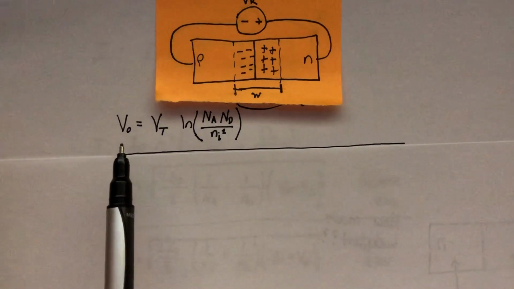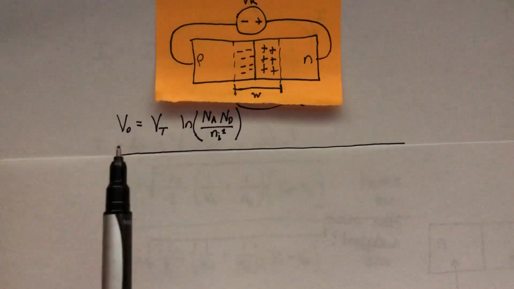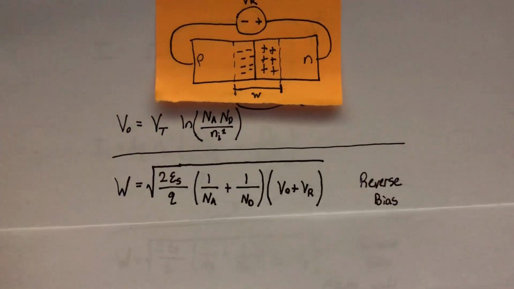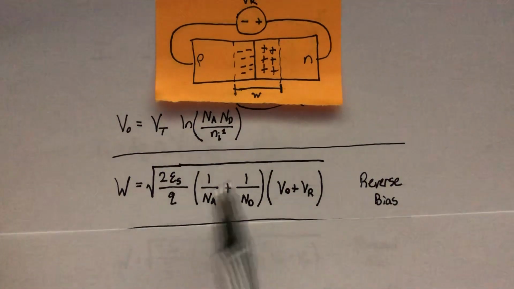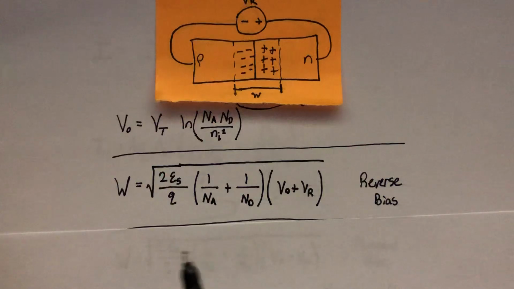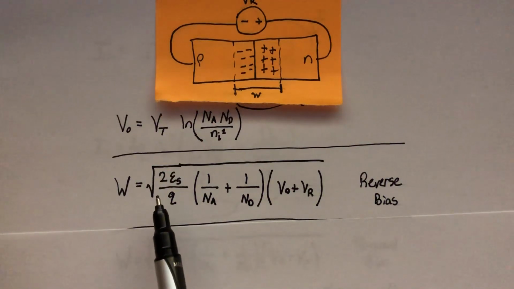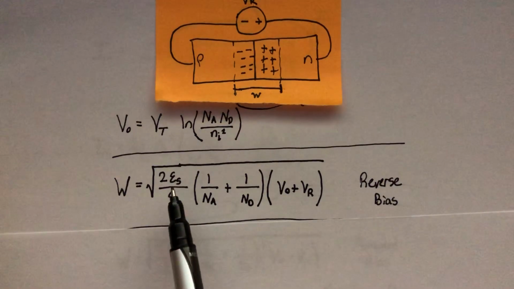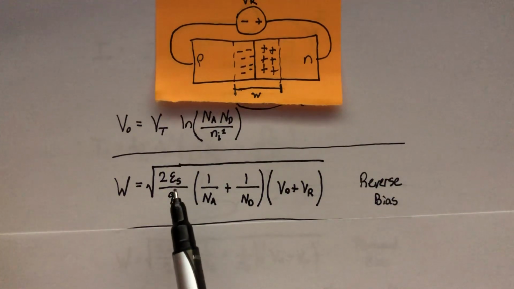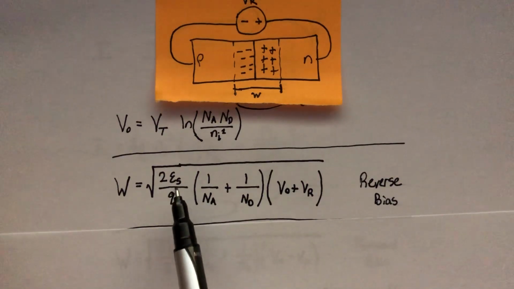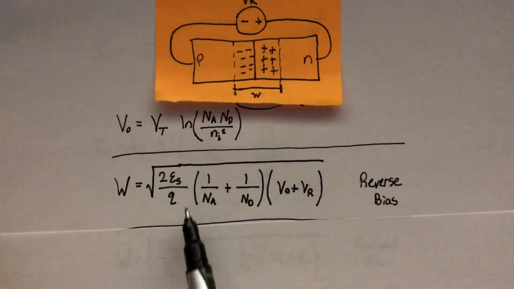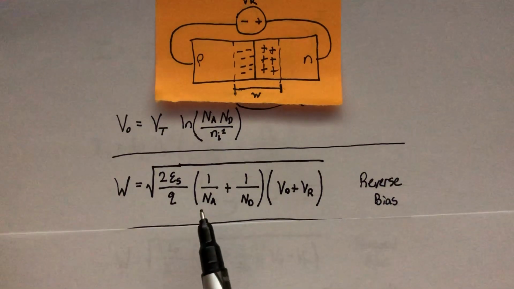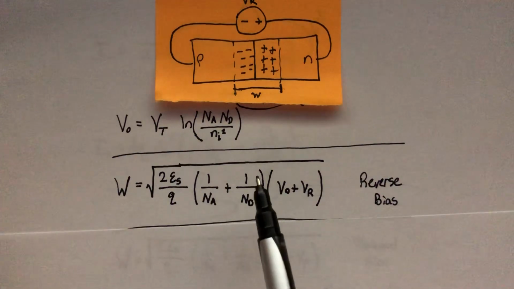Now that you have your built-in voltage, and you don't even have to look at the circuit yet, we need to move on to the width of our depletion region, a very important characteristic in p-n junctions. It has a square root in it, which means it's relatively going to be a small number. It starts off with 2 times epsilon sub s. This is the permittivity of the substance you're using, the same type of permittivity you learn in physics for electronics, divided by the charge of an electron times 1 over big N sub A plus 1 over big N sub D.